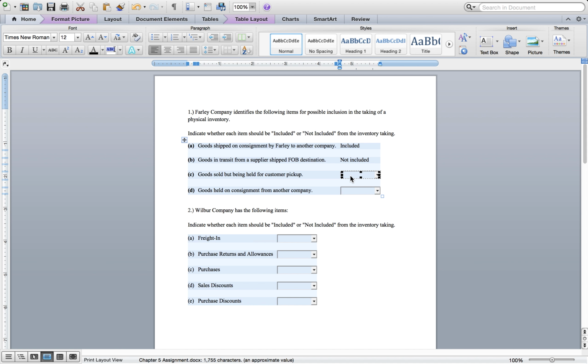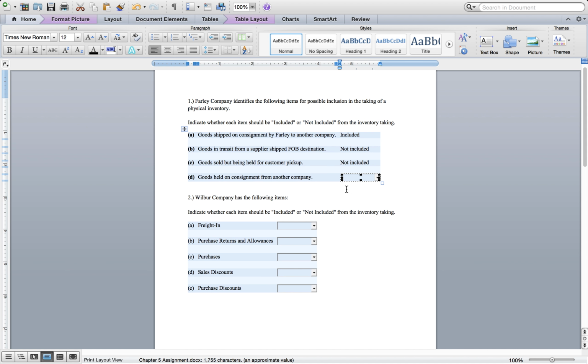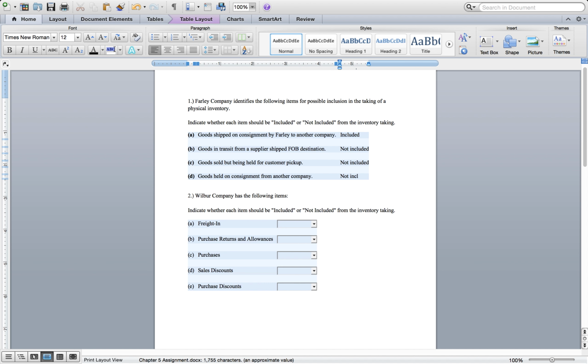Goods sold but being held for customer pickup, those are also not included. Because even though you still have the goods, because they've been sold, you should not include them in your inventory. The last one, goods held on consignment from another company, those are also not included. Because here you're holding goods for another company on consignment, so even though you have the goods and you're selling them, you do not have ownership of the goods.